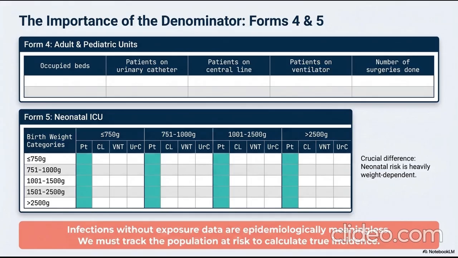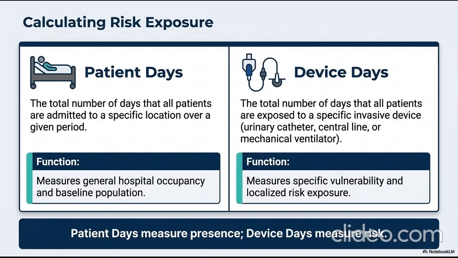Slide 7. Calculating risk exposure. In analysis, we distinguish between patient days and device days. Patient days measure the total days all patients are admitted to a location, providing a sense of general occupancy. Device days measure the total days patients are exposed to specific invasive devices, like central lines or ventilators. In short, patient days measure presence, while device days measure specific risk.